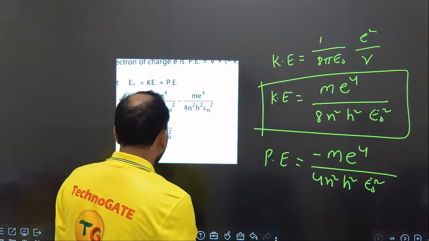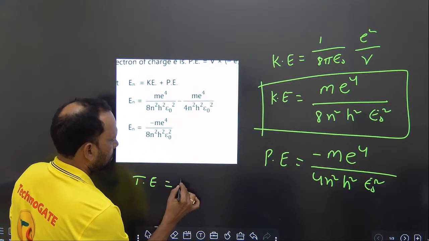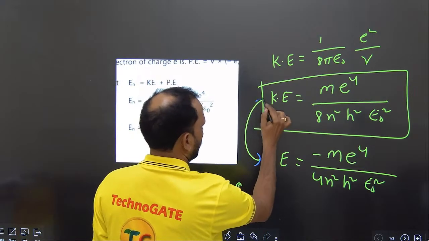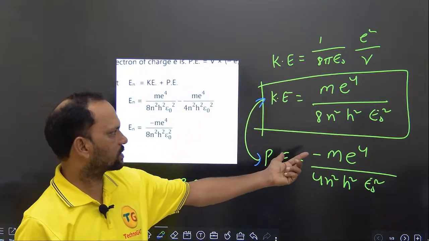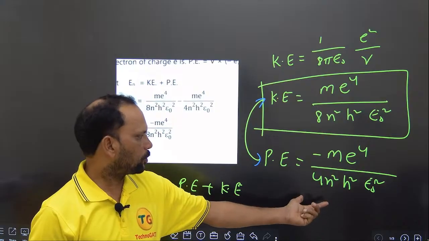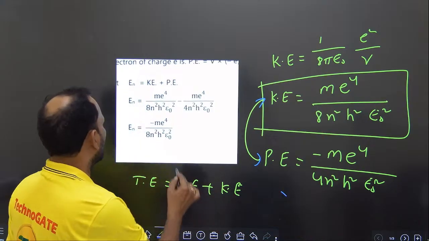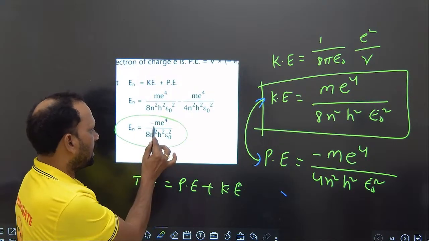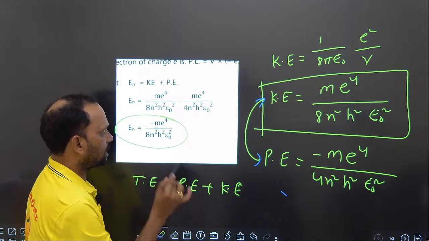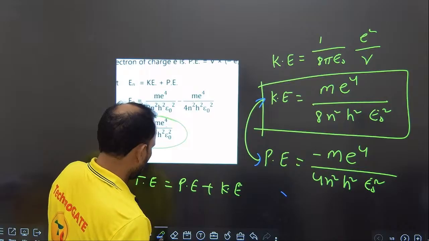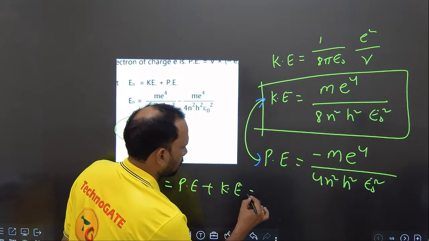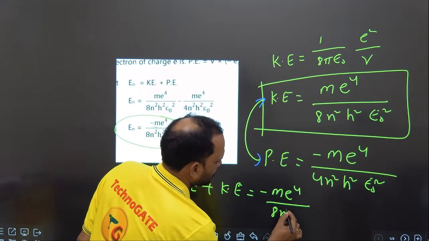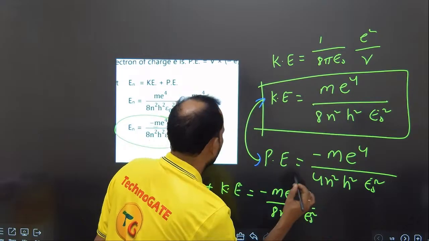Now, total energy is the sum of potential energy plus kinetic energy. If you add these two, m e power 4 by 8 n square h square epsilon naught square minus m e power 4 by 4 n square h square epsilon naught square, then we will get En is equal to minus m e power 4 by 8 n square h square epsilon naught square. That is the total energy. So this is the formula.